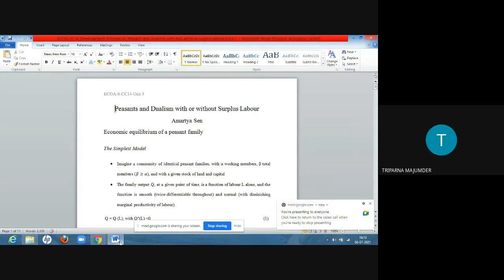Okay, today we will do the last topic of Unit 3 of CC14, that is Development Economics. What I understand from the topic given in the syllabus, we are supposed to cover Amartya Sen's article named Peasants and Dualism with or without Surplus Labor.